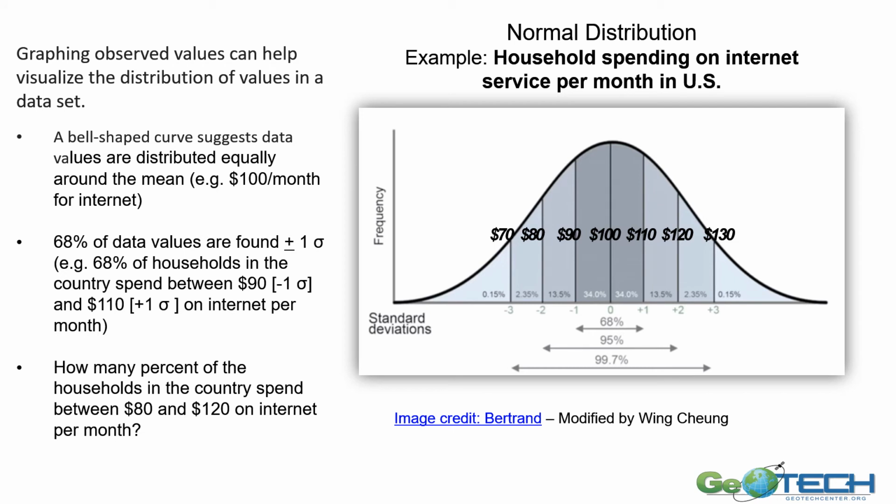So tell me, how many percent of households in the country spend between 80 and 120 on internet per month? Take a look at the graph between 80 and 120.